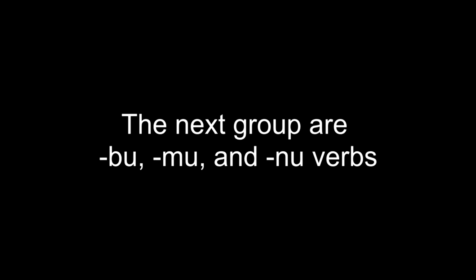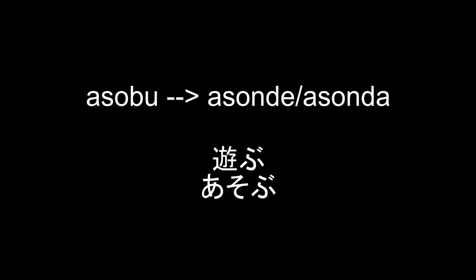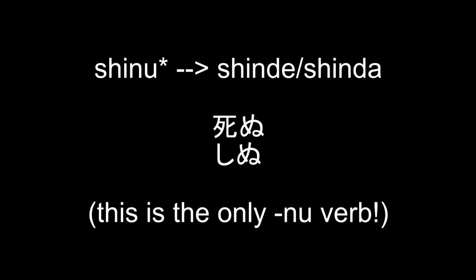The next group are bu, mu, and nu verbs. To conjugate these verbs into te and ta form, we drop the verb ending and turn it into nde or nda. A bu verb example is asobu, which becomes asonde or asonda. A mu verb example is yomu, which becomes yonde or yonda. Finally, there's actually only one nu verb in the entire language, shinu, which becomes shinde or shinda.